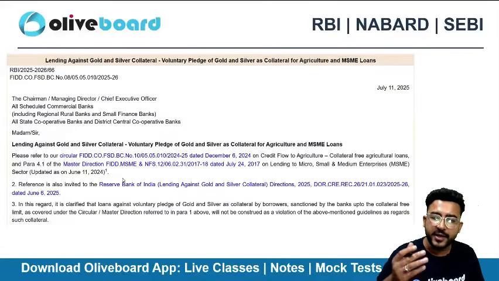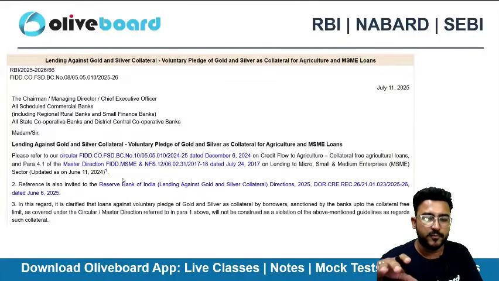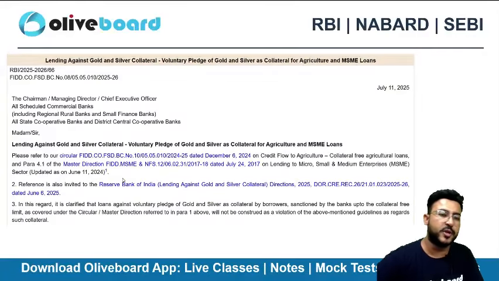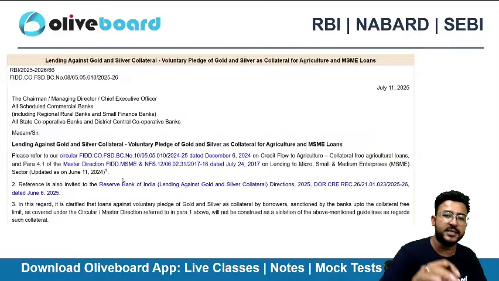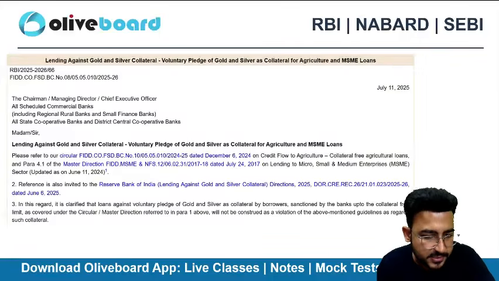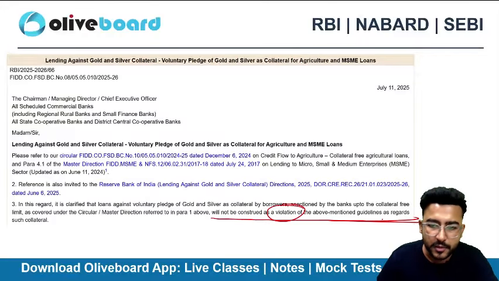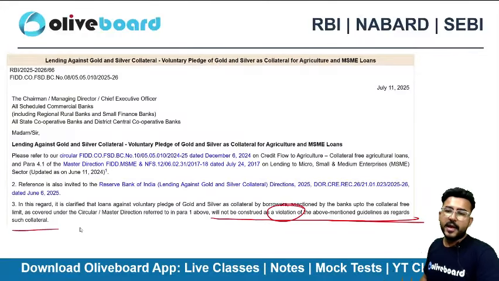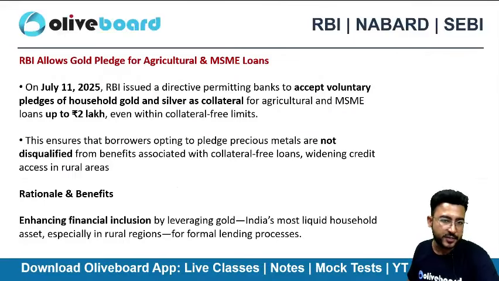that will it be treated as a non-compliance of this particular PSL loan if the borrower is voluntarily pledging some gold and silver as collateral, because it's a collateral free loan. So RBI has clearly stated there that it won't be any kind of non-compliance. Will not be construed as violation of any guideline as regards such collateral. So it's just a clarification. Okay, it's just a clarification.